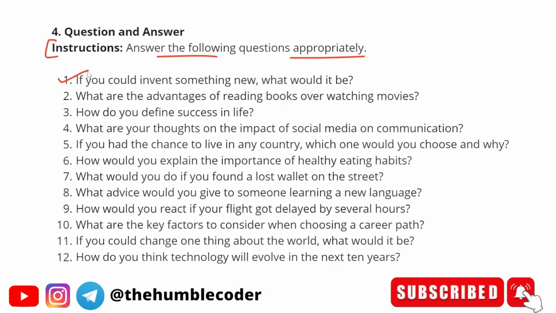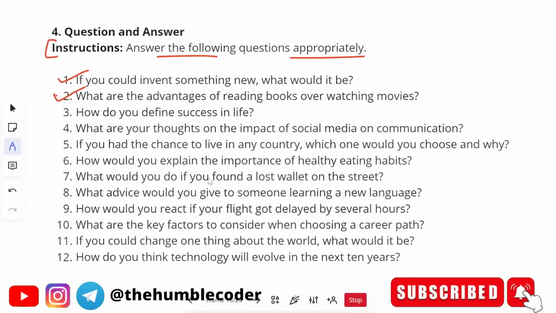The answer for this is going to be, I would invent a device that converts plastic waste into useful energy without harming the environment. This would help reduce pollution and provide an alternative energy source. In this way, you will be getting a question and you need to speak the answer for it. Let's see the second question that we have.